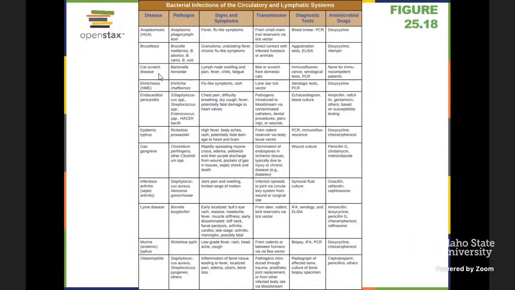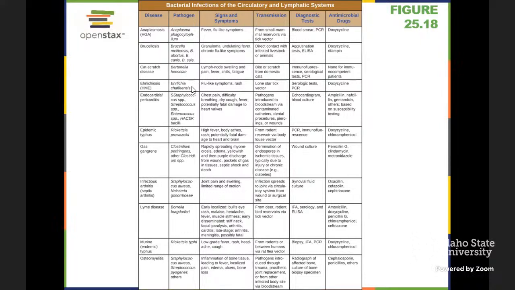Cat scratch disease is Bartonella henselae. I think it may have used to be Pasteurella, but that matters not. So a scratch or a bite from a cat, as cat scratch disease implies, sets the stage for swelling of your lymph nodes, pain and fever, fatigue, all sorts of problems.